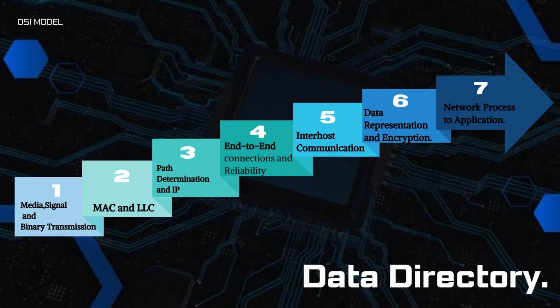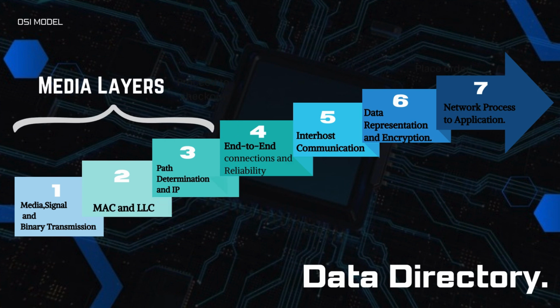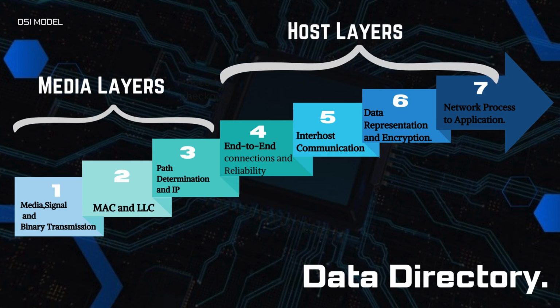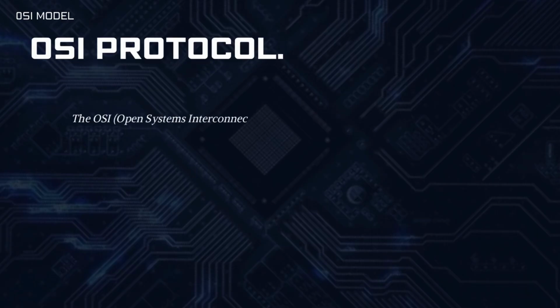Data units. Application layer, data. Presentation layer, data. Session layer, data. Transport layer, segments, TCP or datagrams, UDP. Network layer, packets. Link layer, frames. Physical layer, bits. The OSI model does not have a data directory per se, but each layer of the OSI model handles data in its specific format or structure, encapsulating it with necessary control information as it moves through the layers.